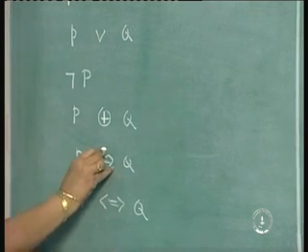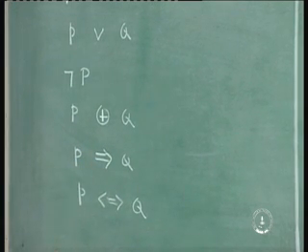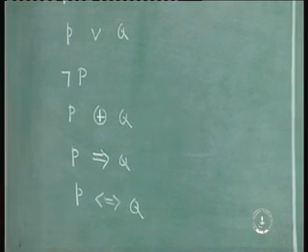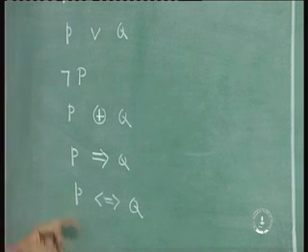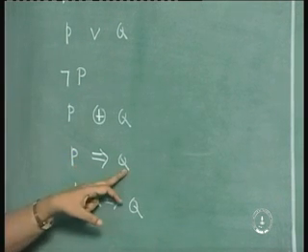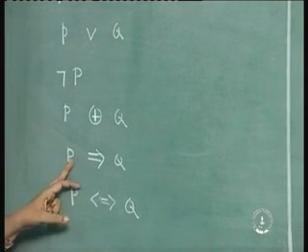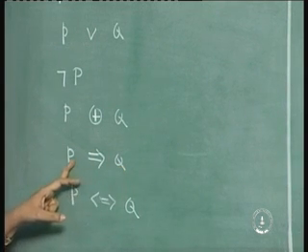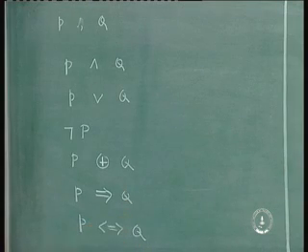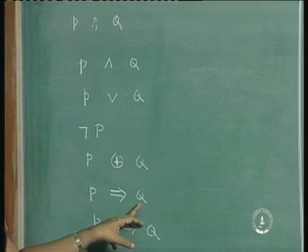P implies Q. We have seen how to express this in different ways. We can also say if P then Q, Q if P, P only if Q, and so on. This is true if P is false or Q is true. That is, in three cases it will be true: P false, Q true; P false, Q false; P true, Q true. It is false only when P is true and Q is false.